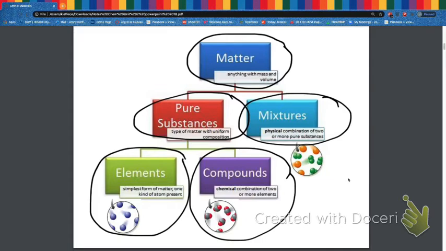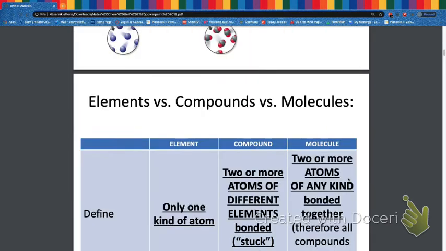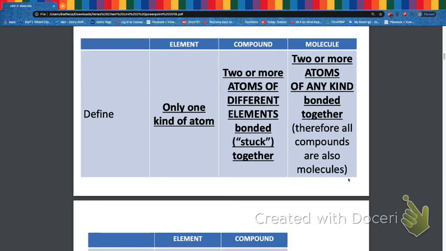Define element. Is that the simplest form of matter? Yeah. We'll get there. Just be patient.